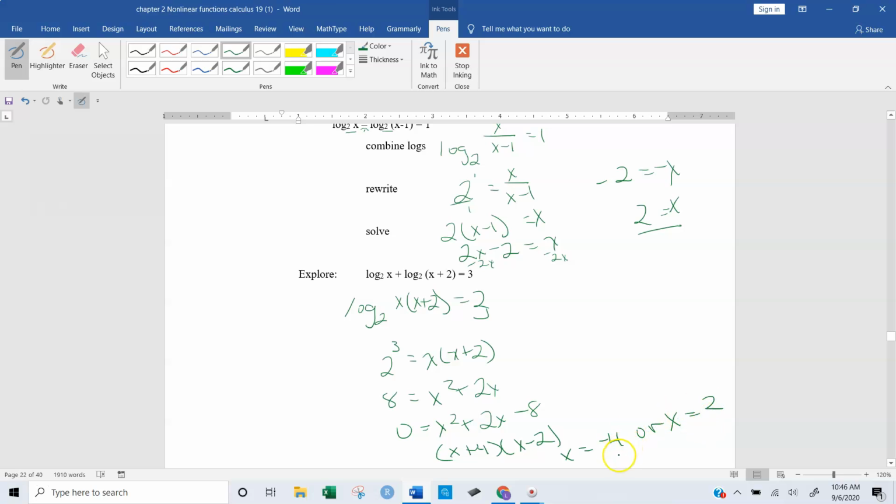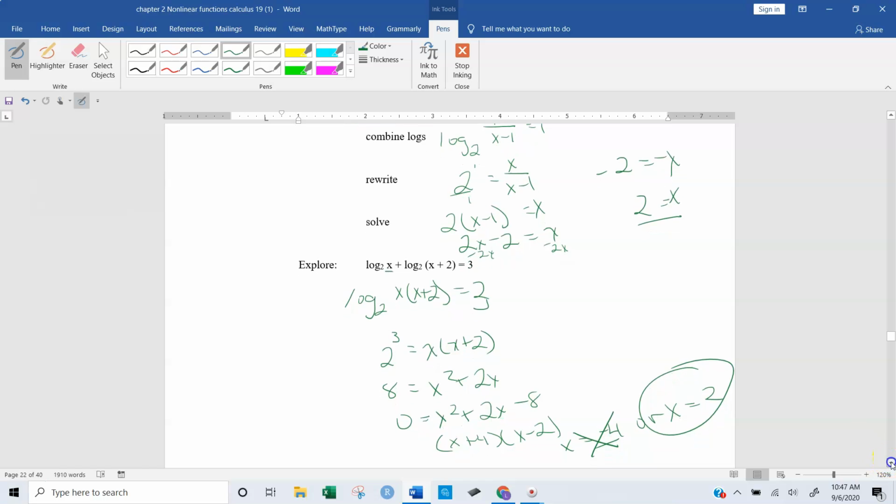We have to check. If I plug the negative 4 in, I have a negative log. And we learned earlier, that's bad. So negative 4 does not work. It doesn't mean it won't always. Sometimes when you plug them in here, there are still positive numbers, so you must check. And you plug in the 2 and it's good. So x equals 2 is the final solution.